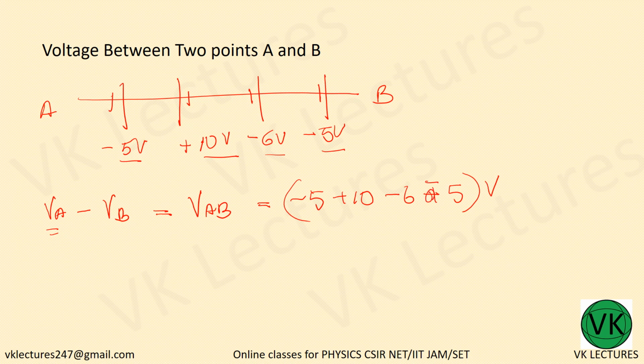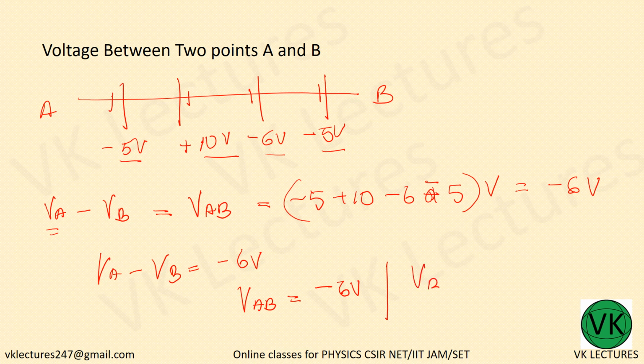Sorry, minus 5, which is equal to minus 6 volt. So VA minus VB is equal to minus 6 volt. That means whatever I have assumed, that VA is at higher potential, is wrong. VB is at higher potential. You just have to understand that VAB is equal to minus 6 volt. So what will be VBA? VBA will be equal to 6 volt.